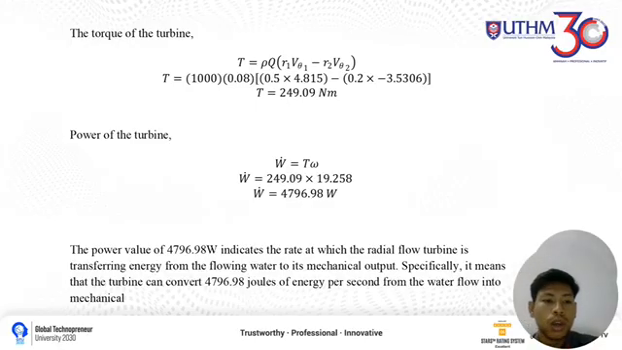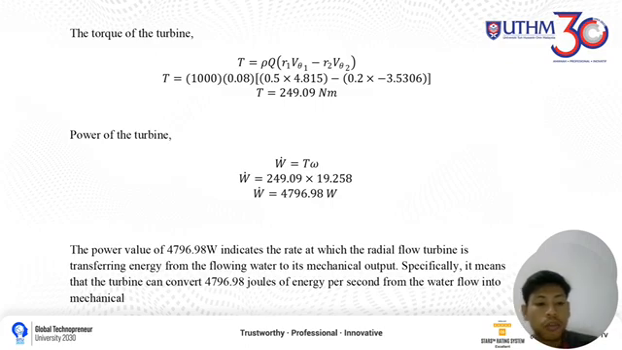Last but not least, we want to find the power of the turbine. The formula of the power of the turbine is W equal to T omega. T is equal to torque. As per the above calculation, the value we get for the torque of the turbine is T equal to 249.09 Newton meter. So as we get the torque of the turbine, we can calculate the power of the turbine. The power of the turbine is W equal to T omega. W equal to 249.09 times 19.258. So the power value we get is 4,796.98.